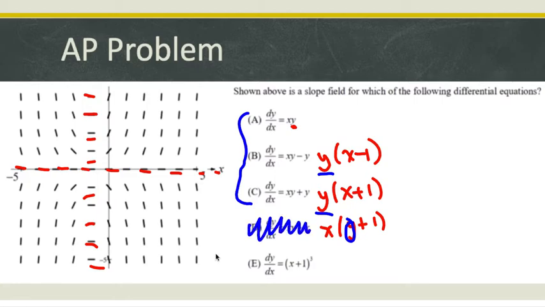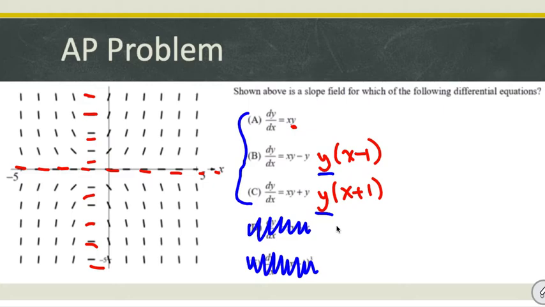E doesn't even have a y coordinate to plug into, so you know E is also not the answer, because there's no y coordinates to give me a 0 there when all the y's are 0, so E is out as well. So now I'm left with options A, B, and C.